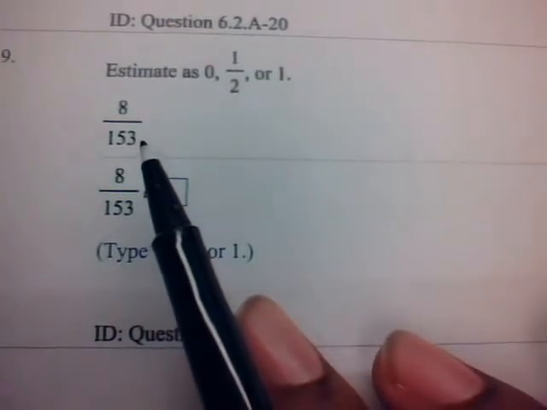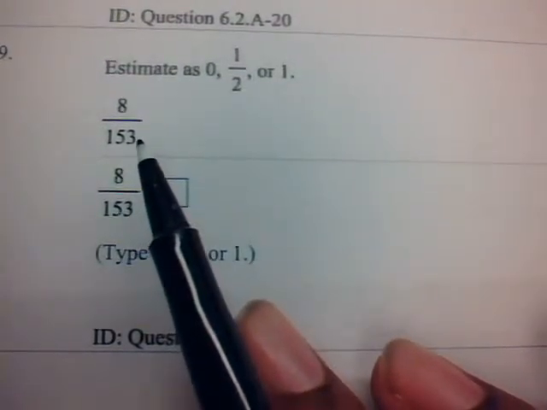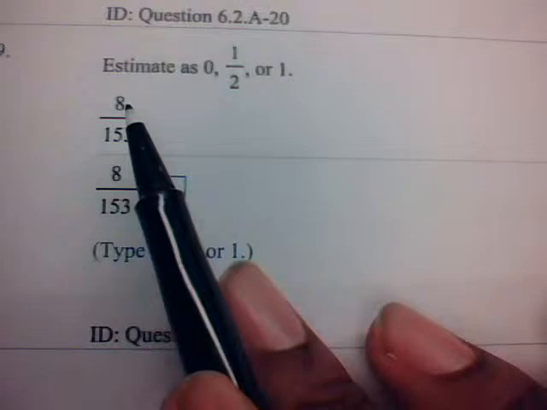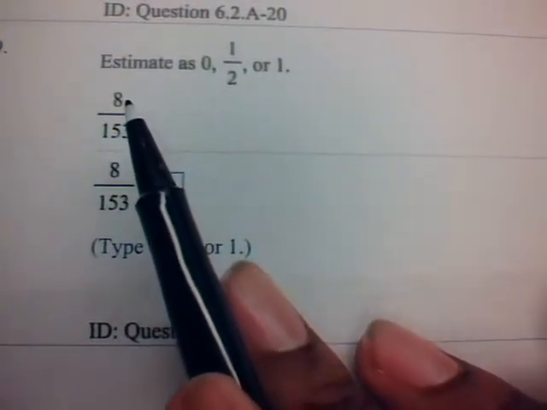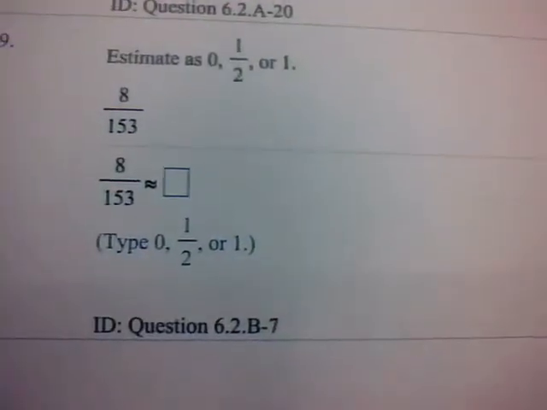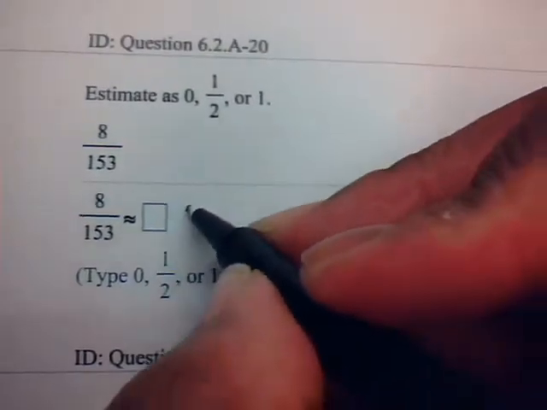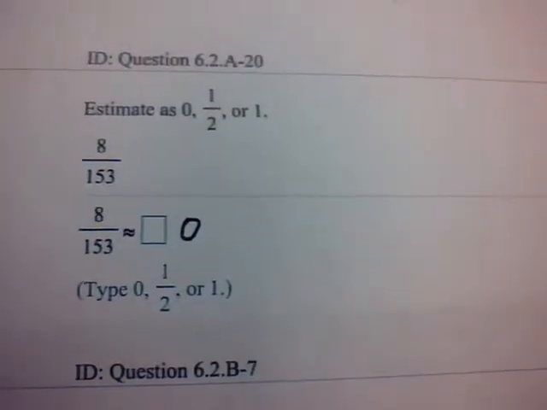I know half of 153 is like 76.5, and 8 is nowhere near 76.5. But 8 over 153 has to be close to 0. So if we estimate 8 over 153, that'll be close to 0.